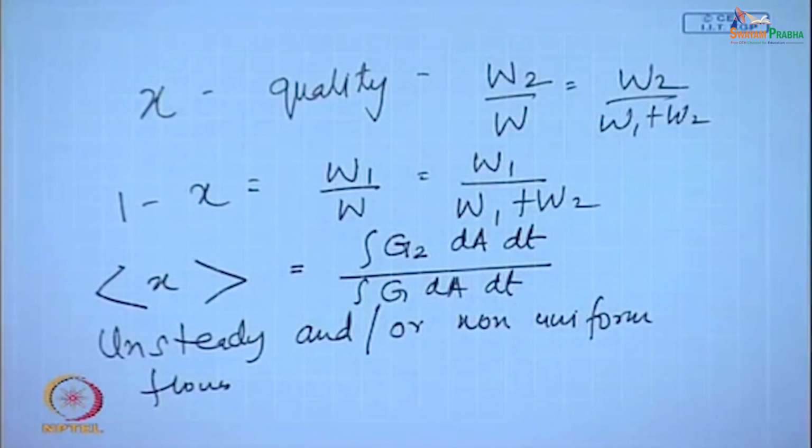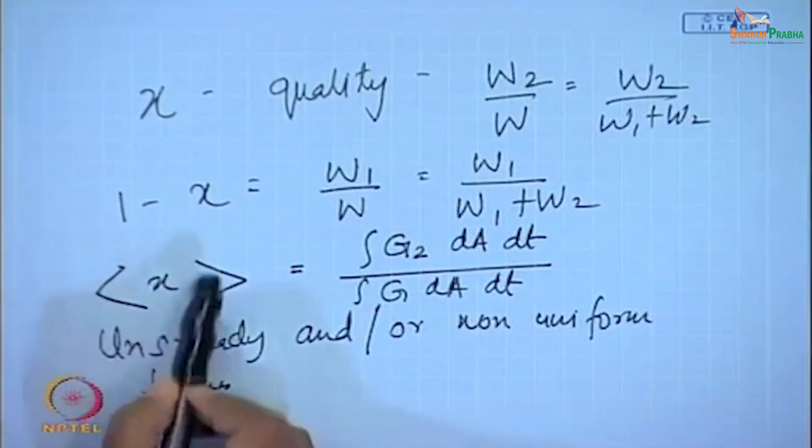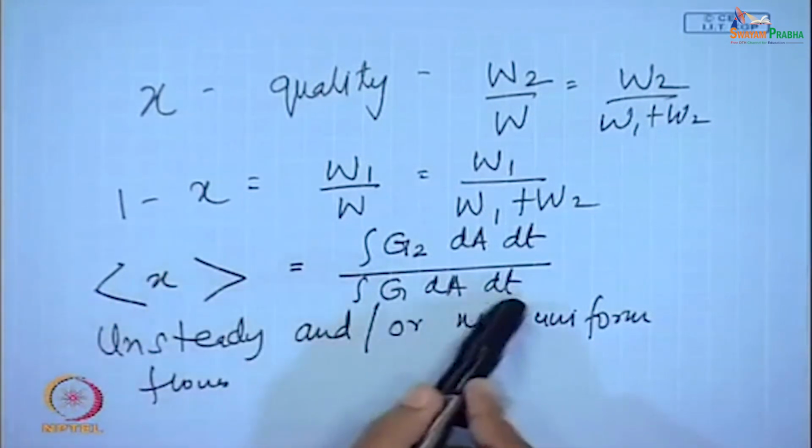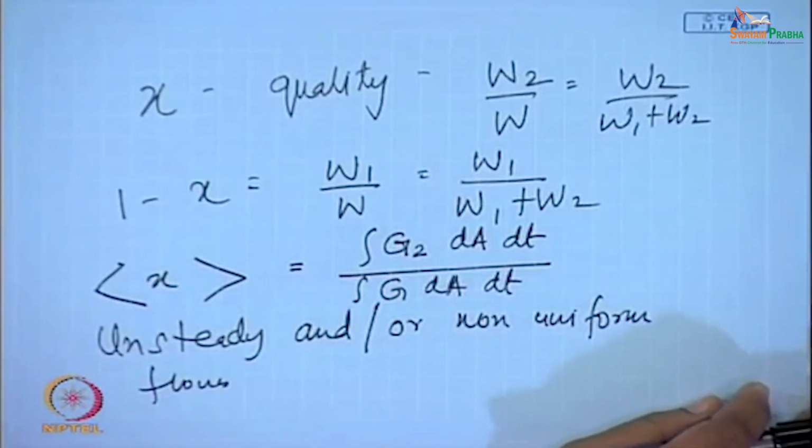So, remember one thing, unless it is absolutely necessary, we do not put these brackets, but whenever we have unsteady or non-uniform flows, under those circumstances quality is also subject to averaging, and the average is taken over a specified surface for a specified period of time, and it is defined in this particular form.